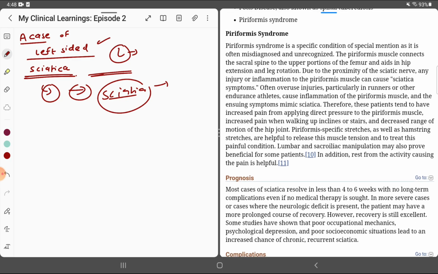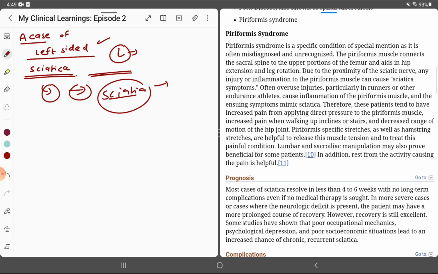Piriformis syndrome is again one of the most common causes and most common diagnoses which is generally made. Piriformis syndrome is a specific condition of special mention as it is often misdiagnosed and unrecognized. The piriformis muscle connects the sacral spine to the upper portion of the femur and aids in hip extension and leg rotation. Due to the proximity of the sciatic nerve, any injury or inflammation to the piriformis muscle can cause sciatica symptoms. Often overuse injuries, particularly in runners or other endurance athletes, cause inflammation of the piriformis muscle.